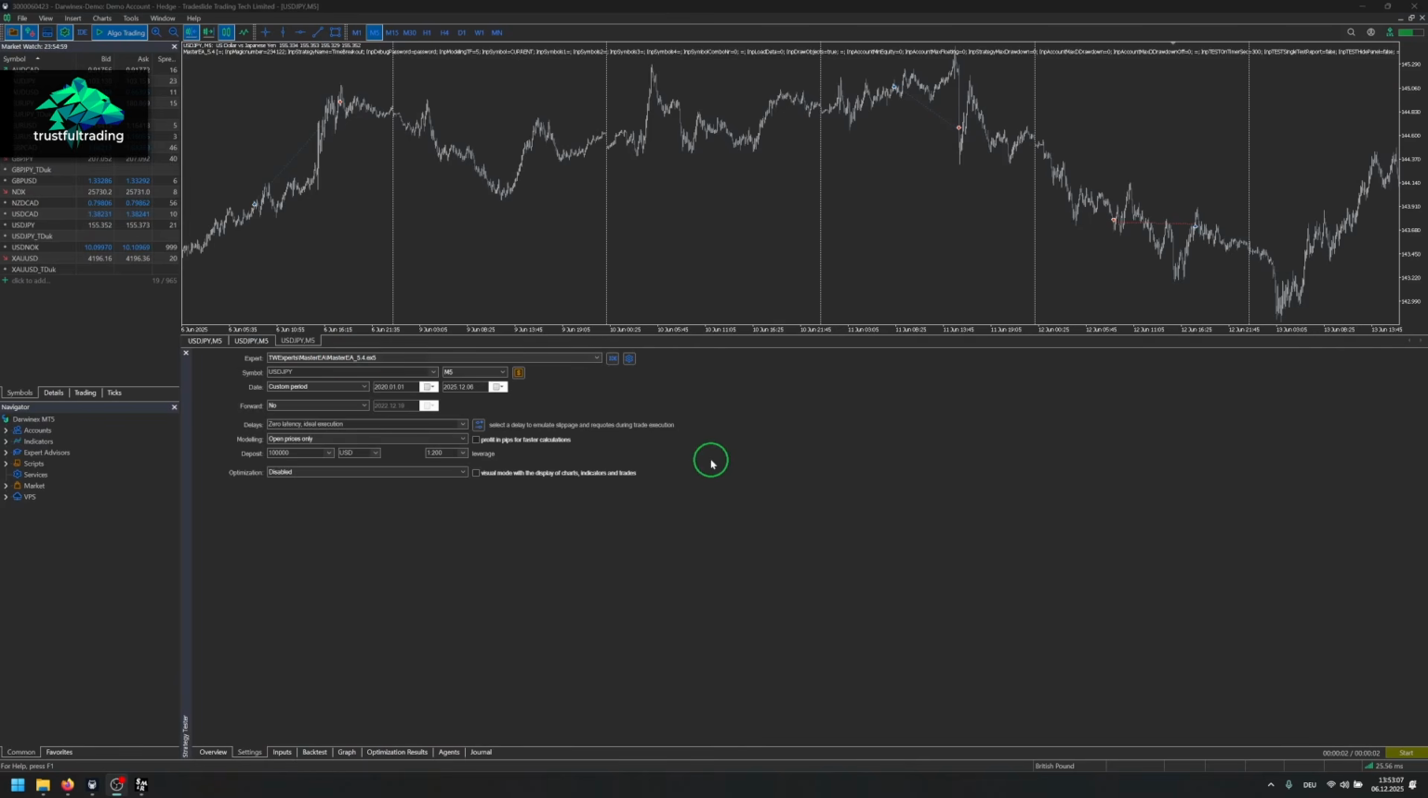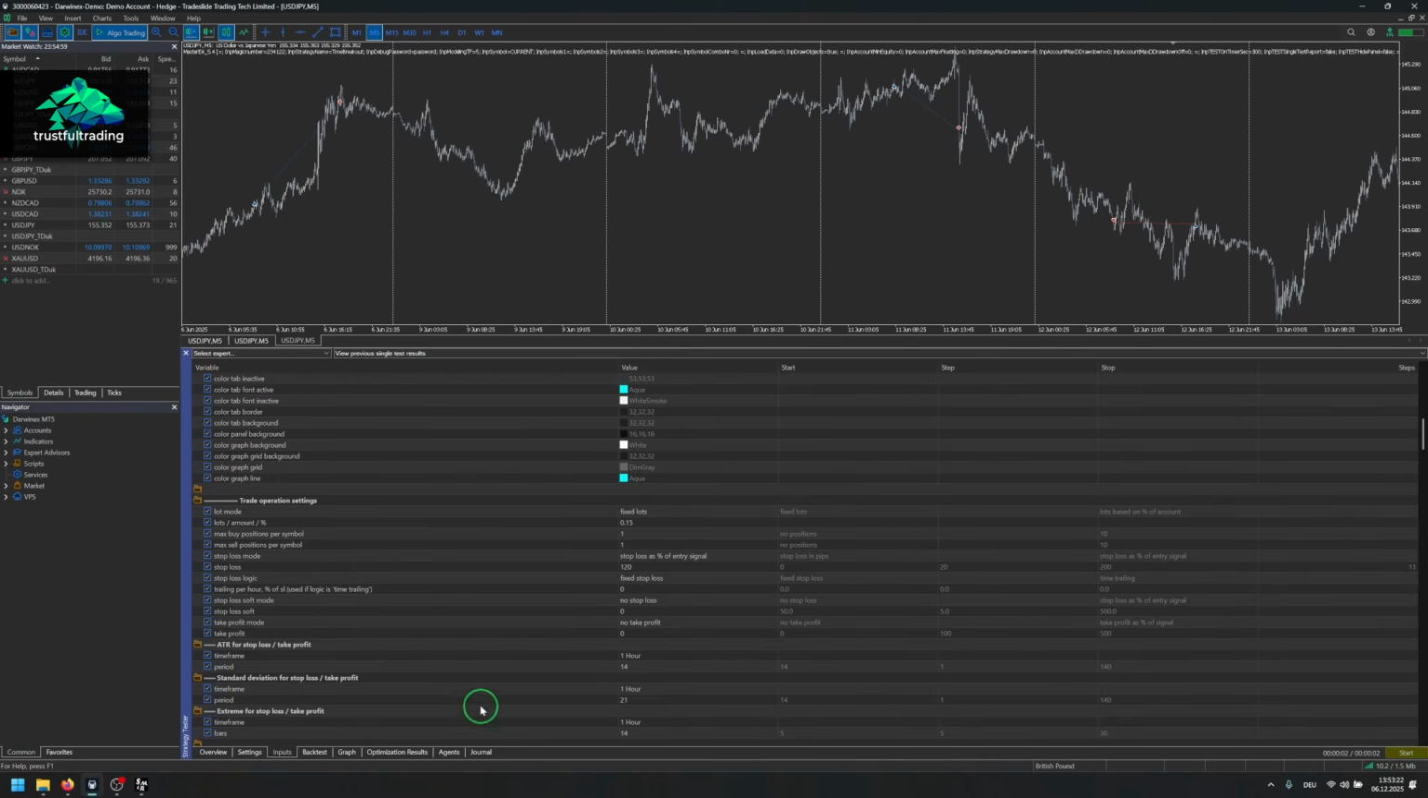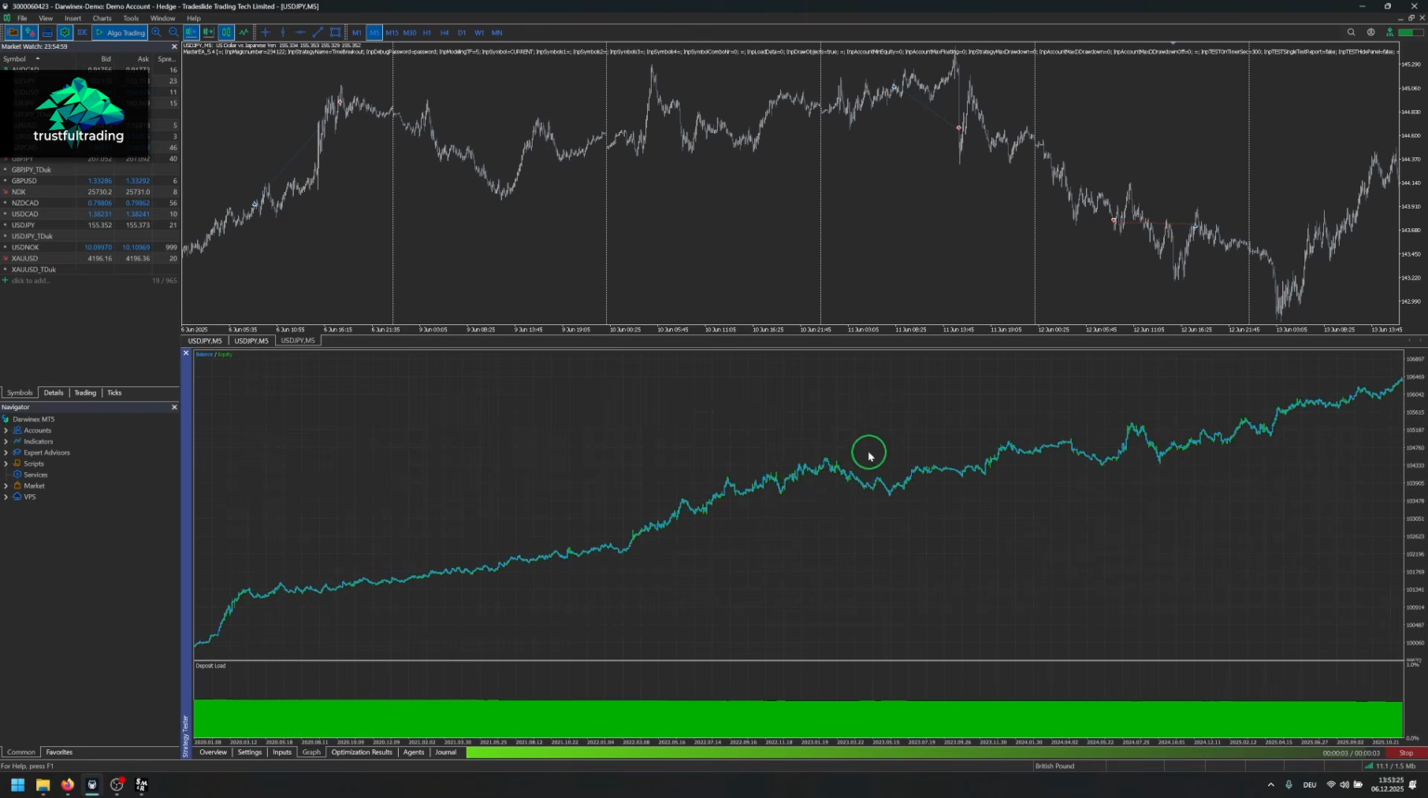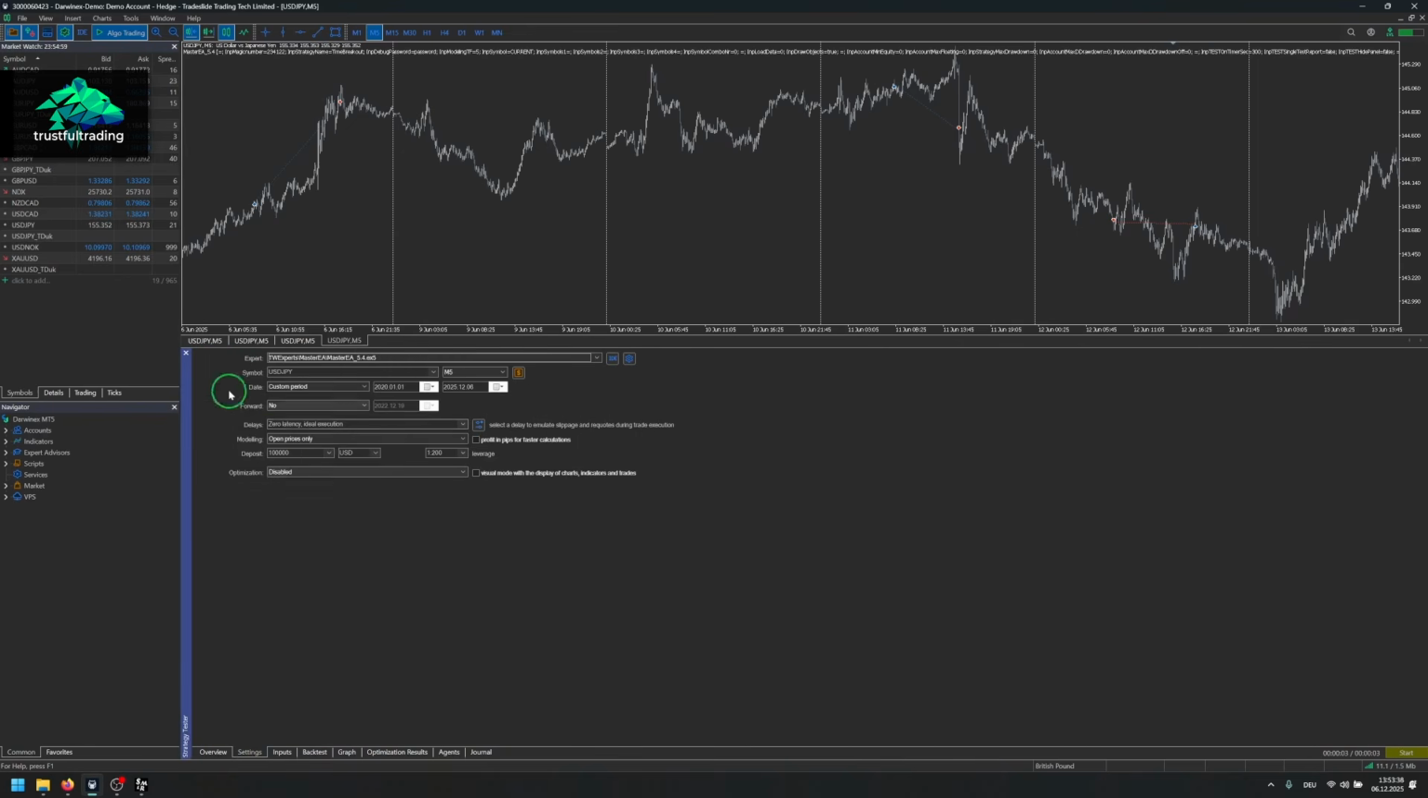I will use a simple range breakout system to demonstrate the overoptimization problem on US dollar Japanese yen starting in 2020. I loaded the inputs here, and if I press start, I get this backtest performance. Now what we are going to do is to divide this data in half. There's an option here, forward, I would just say 50% basically.